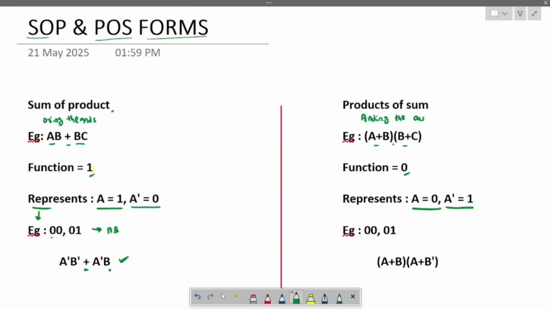Now with the same thing let us do POS. Here 0 0 means directly A plus B. Here you need to convert the plus into a dot or multiplication, and the other way around, reversed. POS and SOP, this is a complete brief structure regarding the SOP.